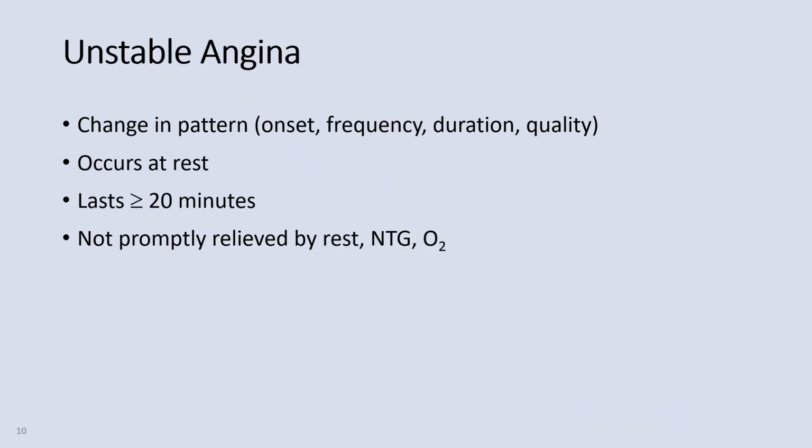The term unstable angina implies discomfort that presents with a change in pattern. This means that the onset, frequency, duration, or quality of the discomfort is different from what the patient will usually experience. Unstable angina can occur when the patient is at rest and may last greater than 20 minutes. Additionally, unstable angina is not always relieved by rest, nitroglycerin, or supplemental oxygen. Patients who are experiencing an unstable angina attack will be treated as if they are having a myocardial infarction.